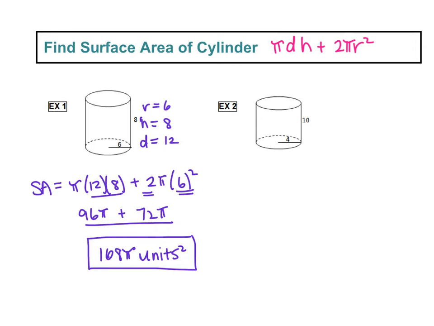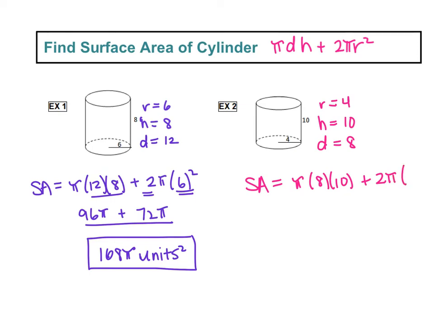Alright, so the next one, let's identify our information again. We know that our radius is 4, our height is 10, and then the thing they didn't give us, but we can figure out, the diameter is going to be twice the radius, so 8. So our surface area equals, just plug everything in, so pi times the diameter, which is 8, times the height, 10, plus 2 pi r squared. And our radius is 4, and we square that.